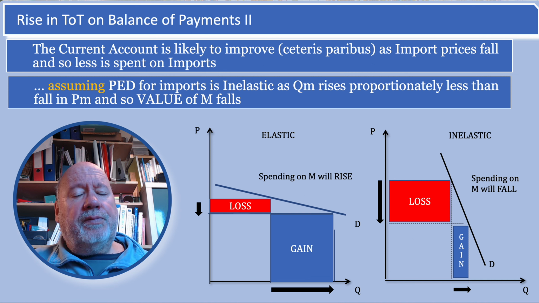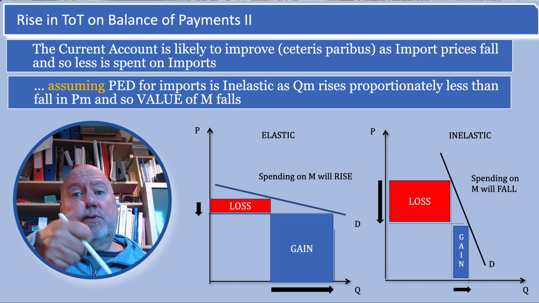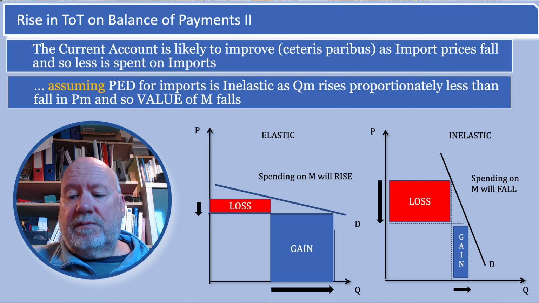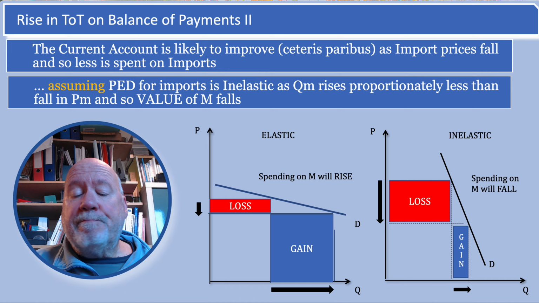So the current account will improve as import prices fall, as long as you have inelastic PED for your imports. So it's the same PED that we're looking for, for exports and imports, if you're looking for an improvement in your current account. Okay.